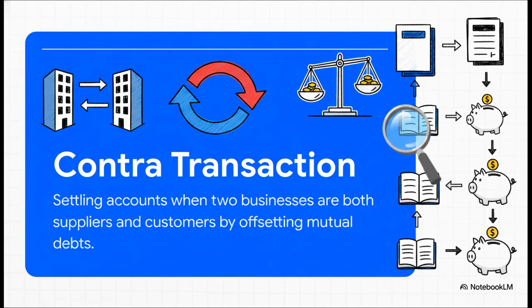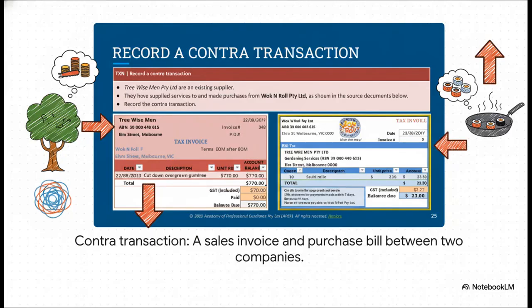A contra transaction is a process used to settle mutual debts between two entities that act as both supplier and customer to one another. The procedure allows for the offsetting of accounts payable and accounts receivable, with only the net difference being settled by a cash payment. This scenario from the source material illustrates a contra relationship. Walk and Roll has a purchase bill from Treewise Men for $770. Simultaneously, Walk and Roll has a sales invoice issued to Treewise Men for $25. A contra transaction is the most efficient method to settle these mutual accounts.